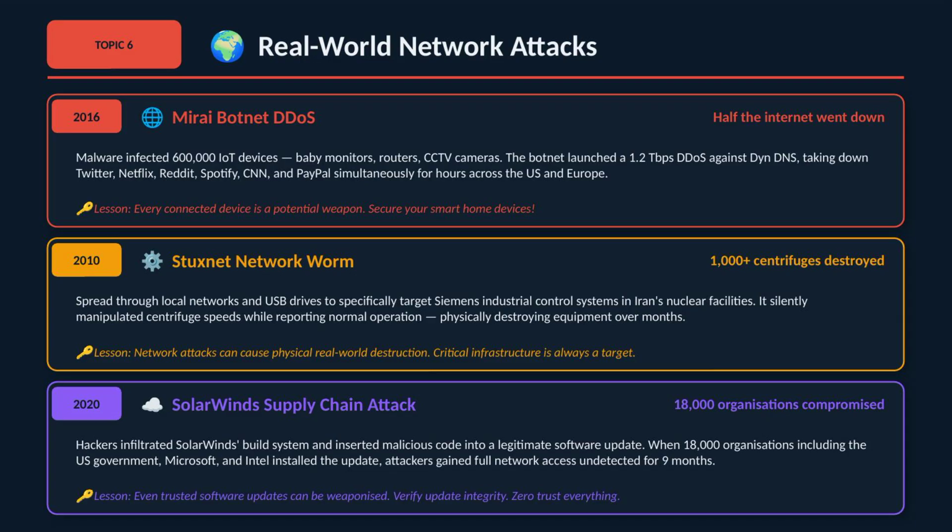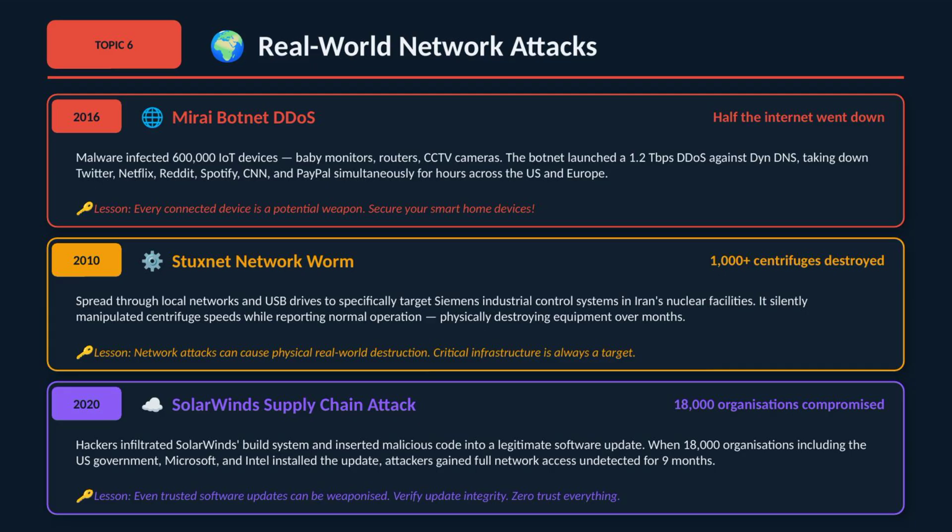3 network attacks that genuinely changed history. First, the Mirai botnet DDoS in 2016. A piece of malware called Mirai scanned the internet for IoT devices, routers, baby monitors, CCTV cameras, smart TVs that were using default factory passwords.